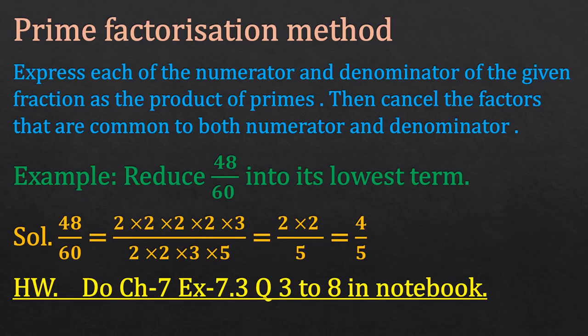See the example. Reduce 48 upon 60 to its lowest terms. Now I am making the factors of 48 first. It is 2 multiplied by 2 multiplied by 2 multiplied by 2 multiplied by 3. And 60 we can write as 2 multiplied by 2 multiplied by 3 multiplied by 5. Now when we cancel the common factors, the rest that we will get are 2 multiplied by 2 in the numerator and in the denominator we will get 5. So our fraction is 4 upon 5.